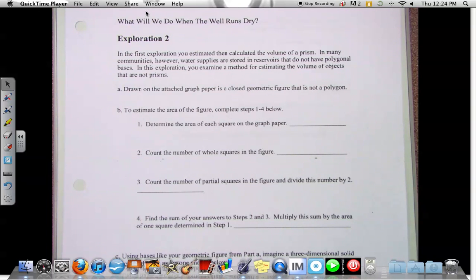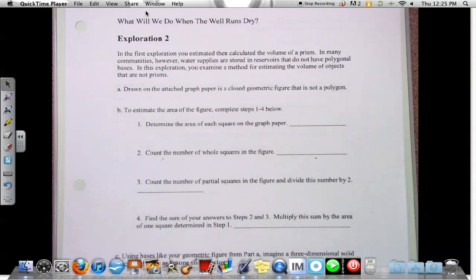Three-dimensional. What is that called? Cylinder. Sometimes they're cylinders. No, it's like a ball, a sphere. A sphere. Yeah. There you go. All right. In this exploration, you examine a method for estimating the volume of objects that are not prisms.